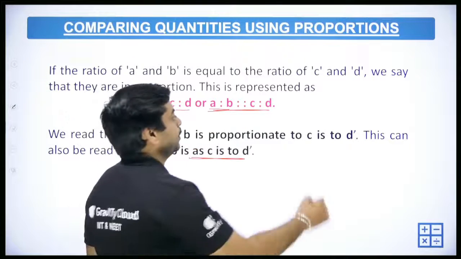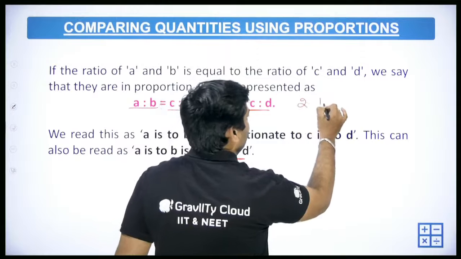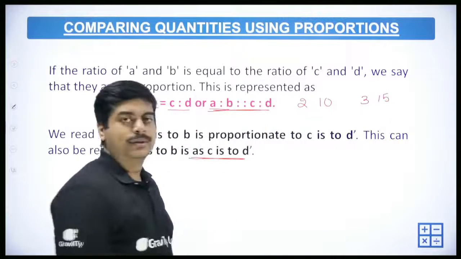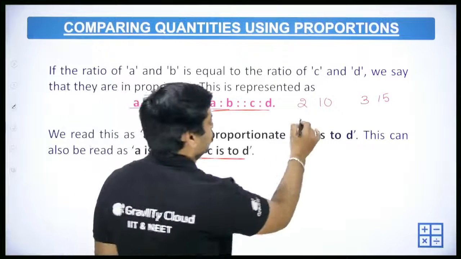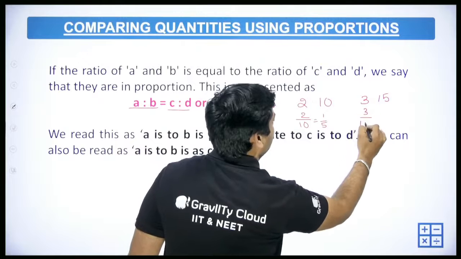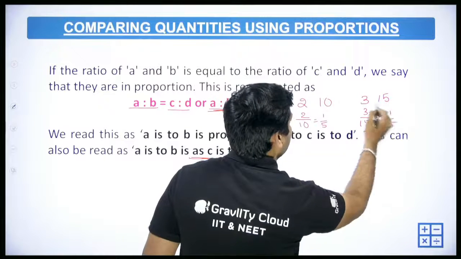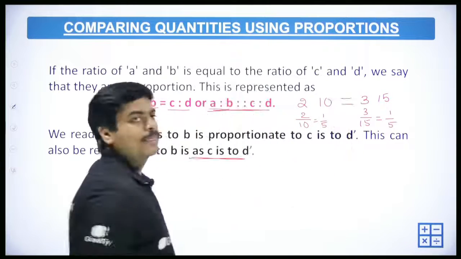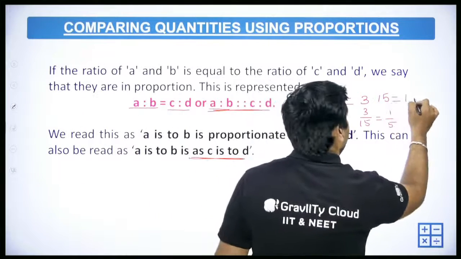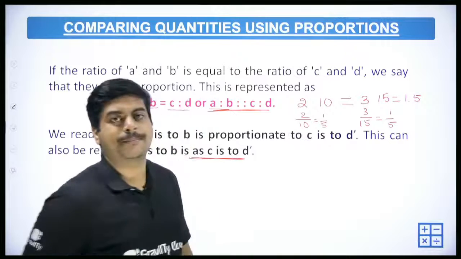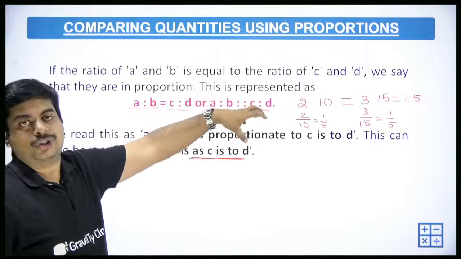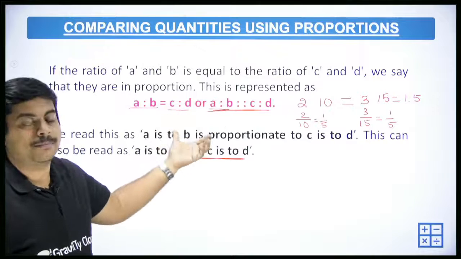I'll give you a small example. For example, 2 is to 10 and 3 is to 15. So what happens in these two ratios? 2 by 10 is equal to 1 by 5, and 3 by 15 is again equal to 1 by 5. So you can say that these two are equal. 2 is to 10, 3 is to 15 is also equal to 1 is to 5, and so on, a lot of relations. All these are in proportion. We say if these two ratios are equal, they are in proportion.